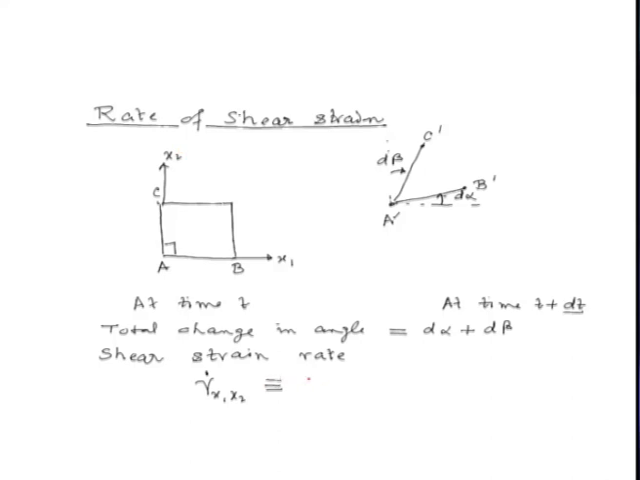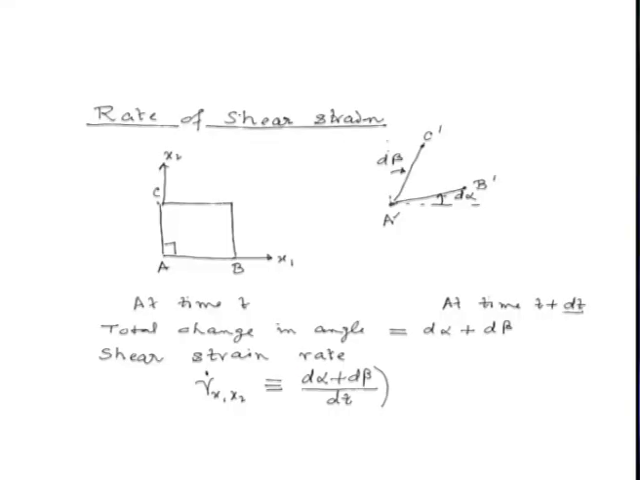This would be defined as d alpha plus d beta by dt. D alpha plus d beta represents the net change in the angle, and its time rate we can obtain by dividing it with respect to dt. Now let us see how we can obtain d alpha and d beta separately, and for that we need to have a look at the change in the positions.